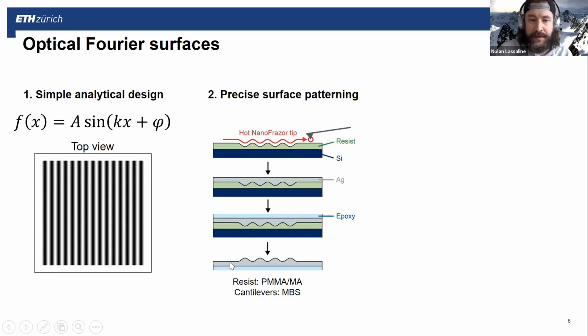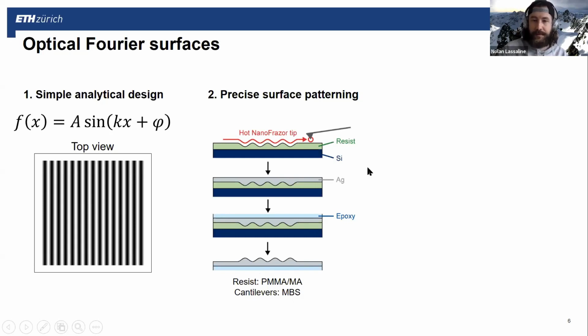And just for the NanoFrazor users that are attending, for a resist, we use a somewhat more standard electron beam lithography resist, PMMA MA, more for historical reasons. It was convenient at the beginning of the project and it wasn't broken, so I didn't try to fix it. But anyways, this is what we're using, and these cantilevers, called MBS, are very good for these 3D patterns.